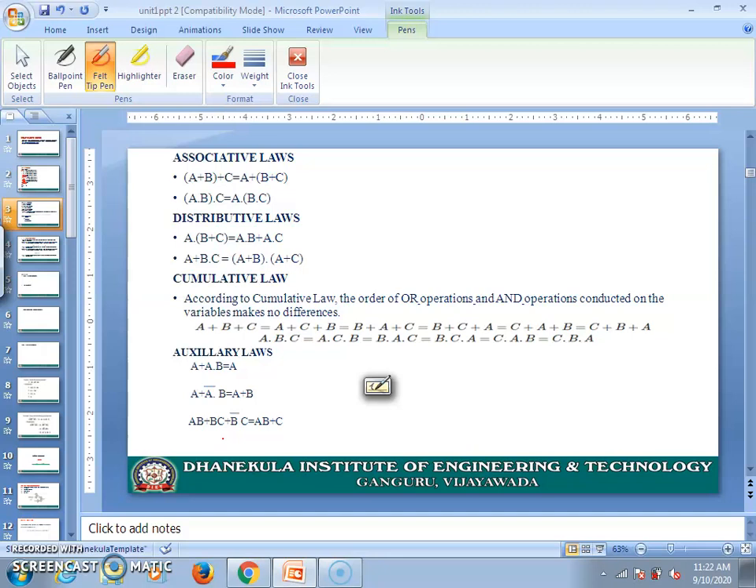Next, these are also some of the Boolean laws. By using these Boolean laws, we are going to simplify the given Boolean expression. From this, auxiliary laws are very important. This is the very important auxiliary law we are using most frequently for the simplification of Boolean expressions: A plus A bar B is equal to A plus B.